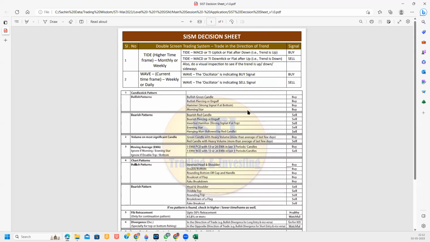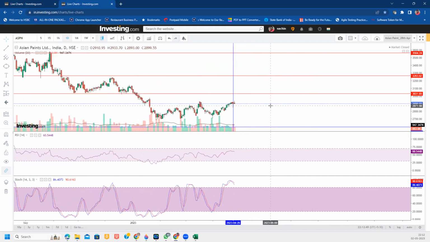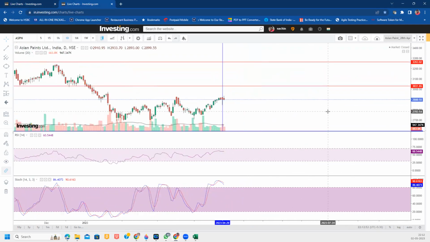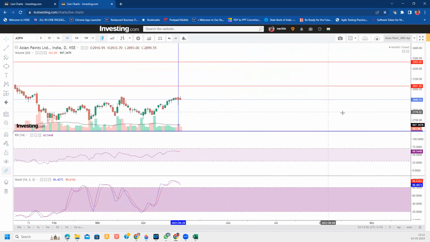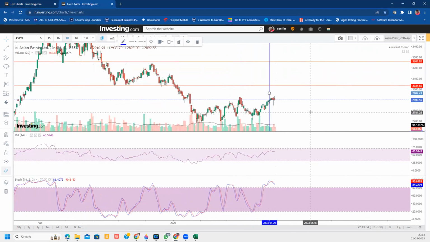Okay, so the oscillators, RSI and stochastic, are saying buy because the blue line has touched the red line. Correct. So the double screen decision, MACD and oscillator together, is buy. Now the candlestick pattern is a red hammer at the top, almost at the top for the last 6 months. So here the question comes: how to apply a stop loss.